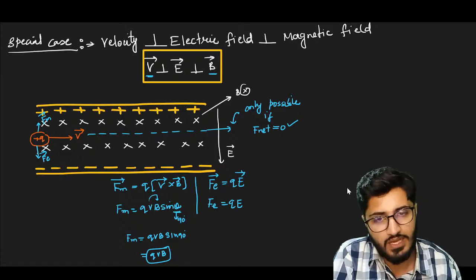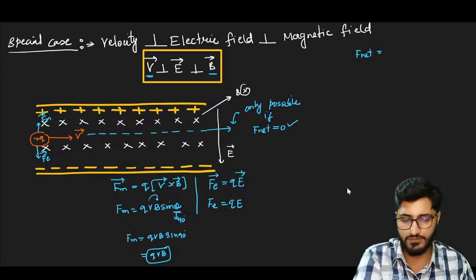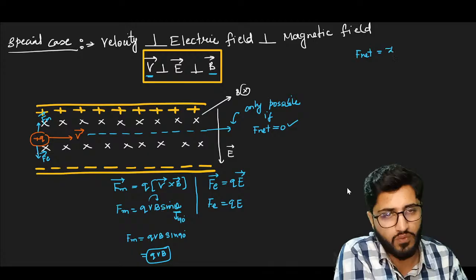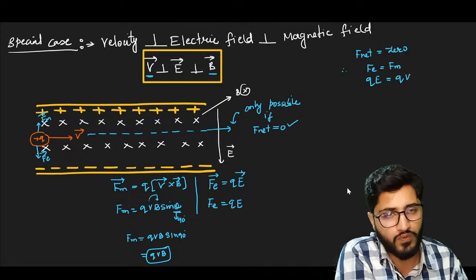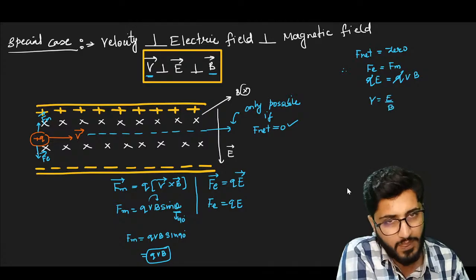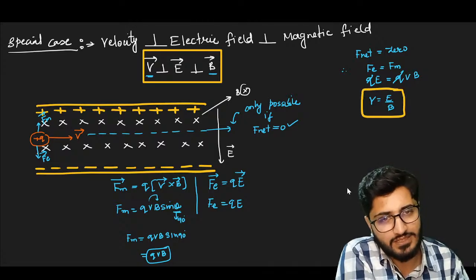Okay, so what is the net force now? If the net force needs to be zero, then the electric force should be equal to the magnetic force. Electric force is QE and magnetic is QVB. Q cancels out, so velocity comes out to be E by B. Do you know the meaning of this simple statement?